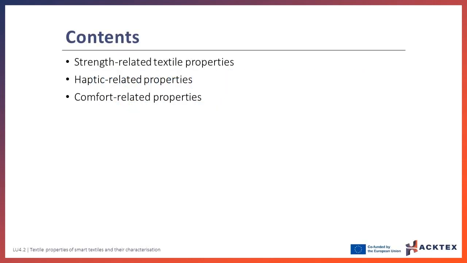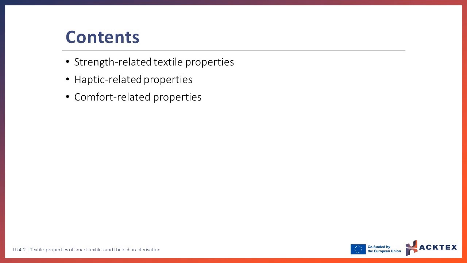In this lesson, you will learn about the most common tests used to determine the textile properties of smart textiles. The strength-related properties, which give a measure of the behavior of the material under tensile, tearing, and friction forces, determined with tensile, tearing, abrasion, and pilling tests, will be described.